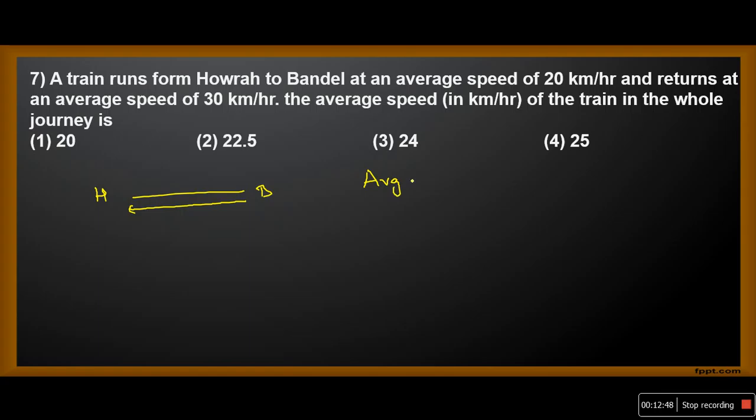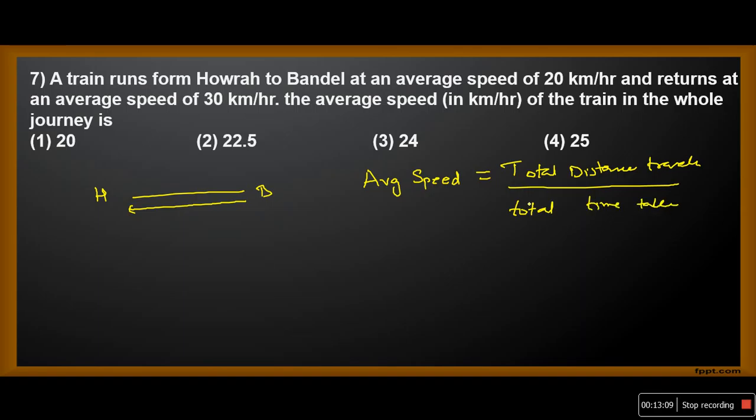Average speed is equivalent to total distance traveled by total time taken. Total distance traveled by total time taken. Okay. Now here we don't know the distance between H to B. Let us consider the distance between H to B, D.